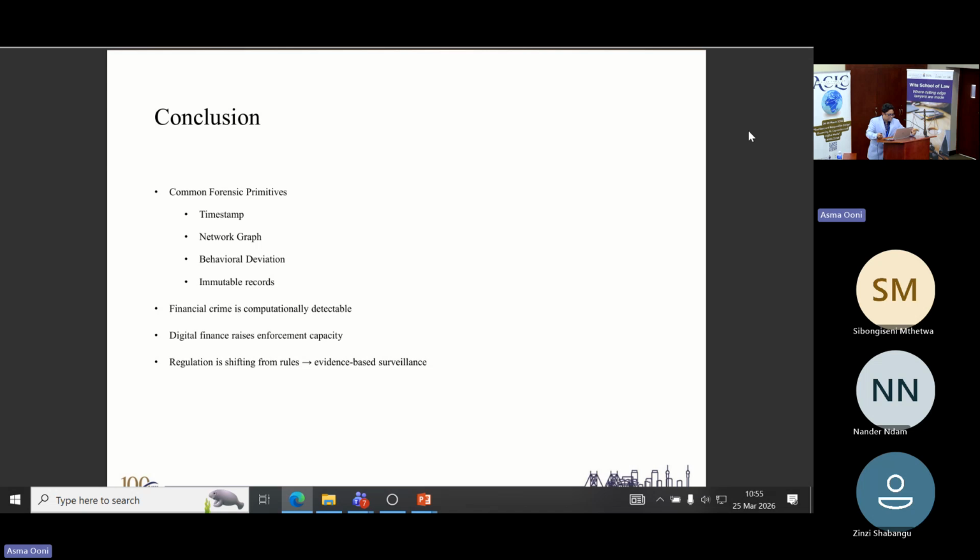And then comes digital finance, which raises enforcement capacity, but at the same time, as I told you, there is always a trade-off between regulation and innovation. Still, our aim is to reduce that gap, and things are coming, and maybe in the next decade we will see more and more new processes.